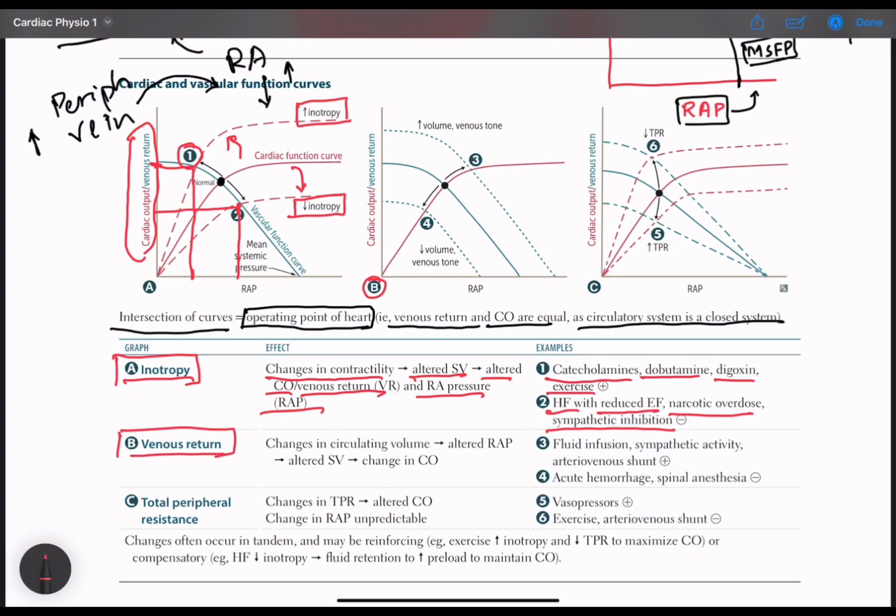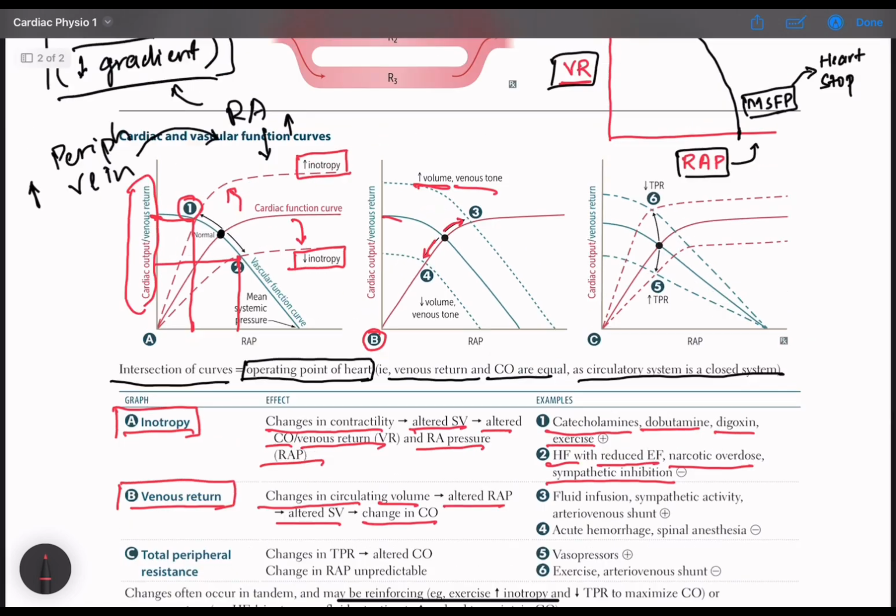Then if you look at B, the vascular or venous return curve, what changes occur when we change the venous return? Changes in circulatory volume lead to altered right atrial pressure. The altered right atrial pressure leads to altered stroke volume, which leads to changes in cardiac output. If we look at the curve, again we have right shift and left shift. What are the conditions which lead to a right shift? We have increased volume or venous tone.